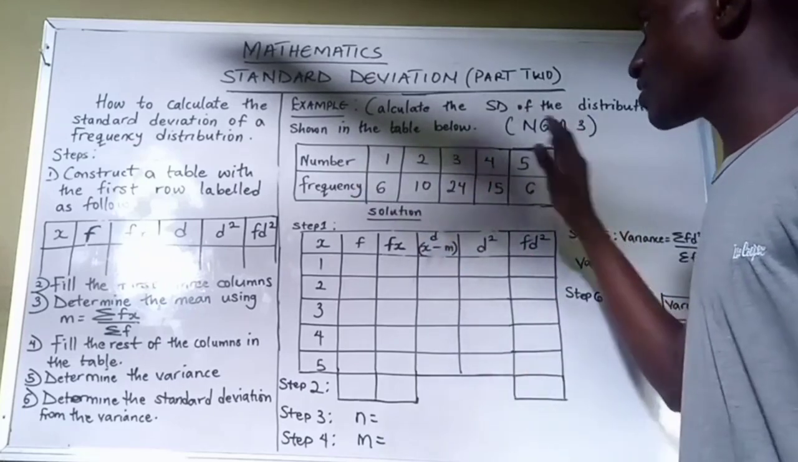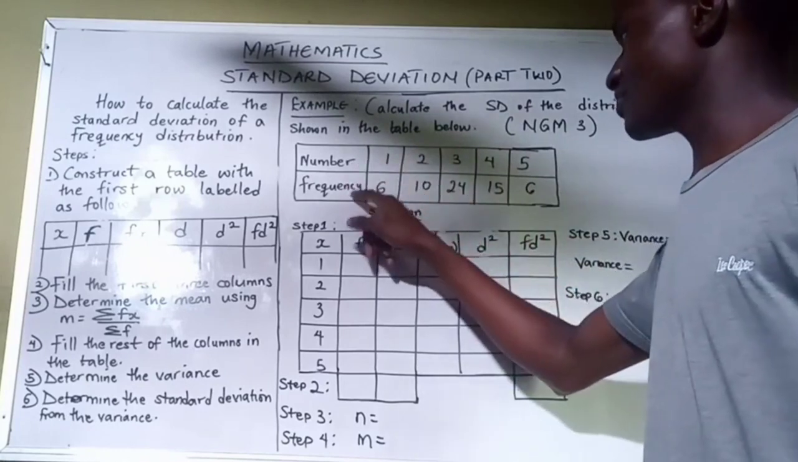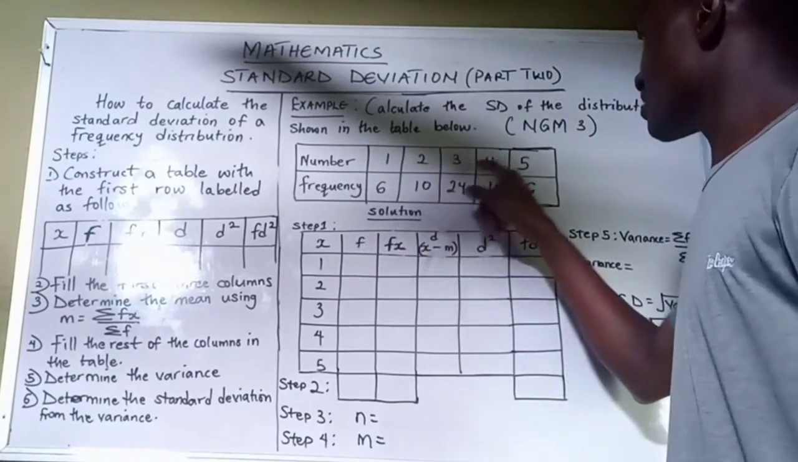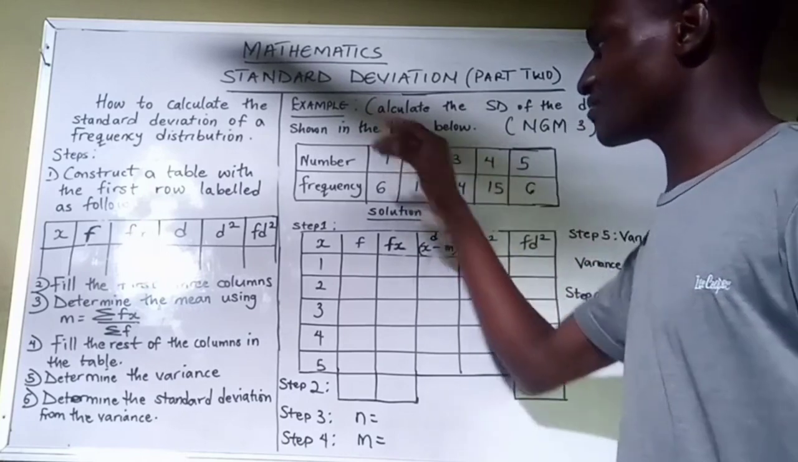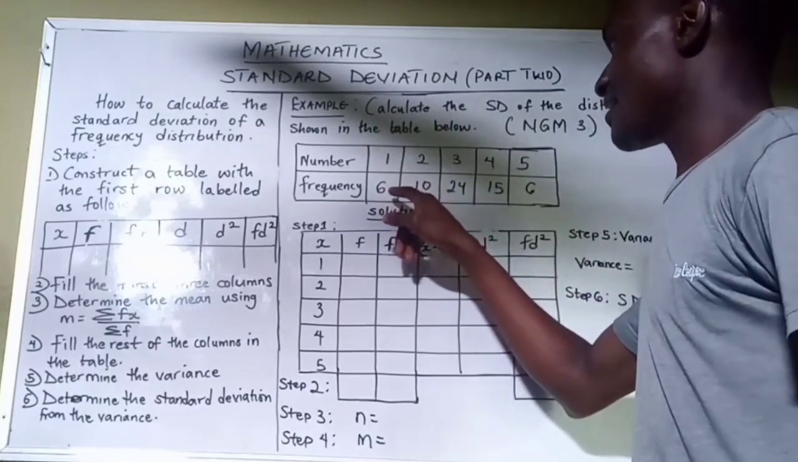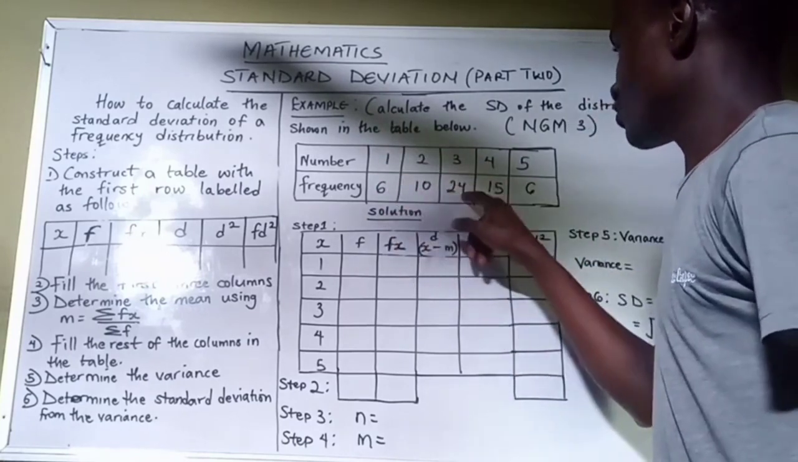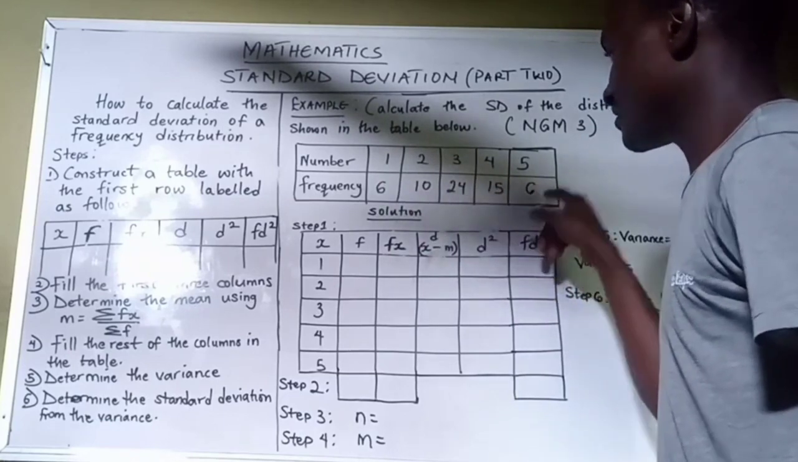This is a table. It contains number and frequency. 1, 2, 3, 4, 5. These are the different numbers. And the frequencies are 6, 10, 24, 15, and 6.